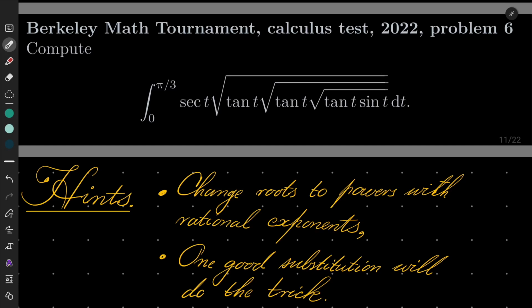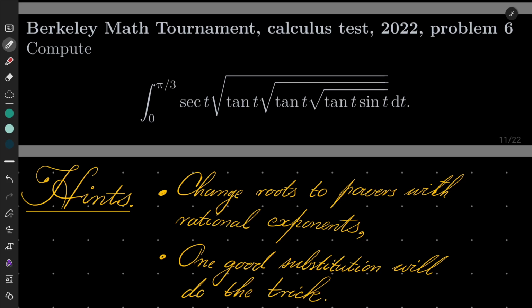Hello friends, in this video I'd like to solve the following problem from the Berkeley Math Tournament Calculus Test 2022, problem number 6. We wish to find this crazy looking definite integral from 0 to pi over 3 of secant of t times square root of tangent of t times square root of tangent of t times square root of tangent of t sine of t dt.